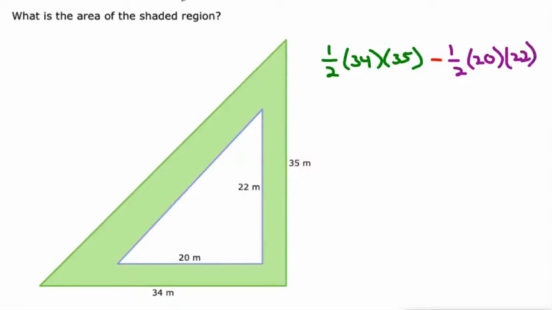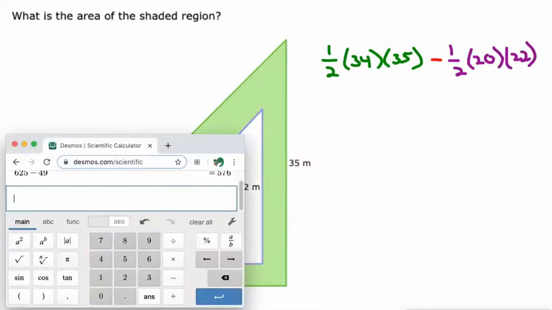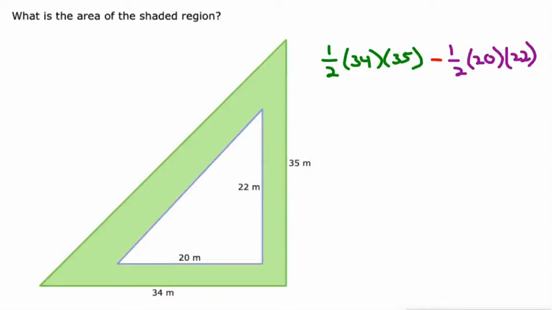And if you got a decent scientific calculator, you can cut some work out here. And that's what I'm going to do right now. I'll do 0.5 times 34 times 35 minus 0.5 times 20 times 22. So we don't have to show everything to get that the answer is 375. 375 square meters.